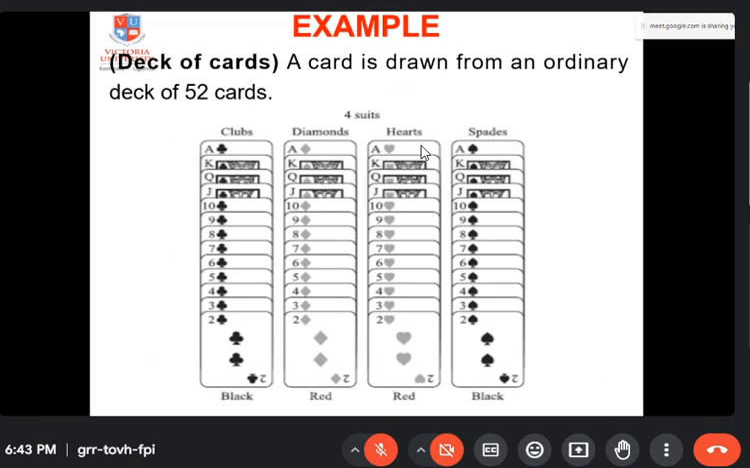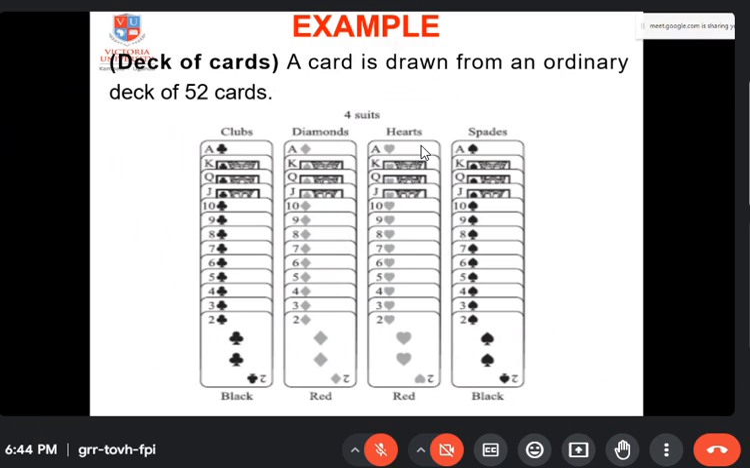Then we have cards which have pictures. K, Q, and J. I think K, we call it a king. Q, we call it a queen. J, we call it a jack. Those are picture cards.